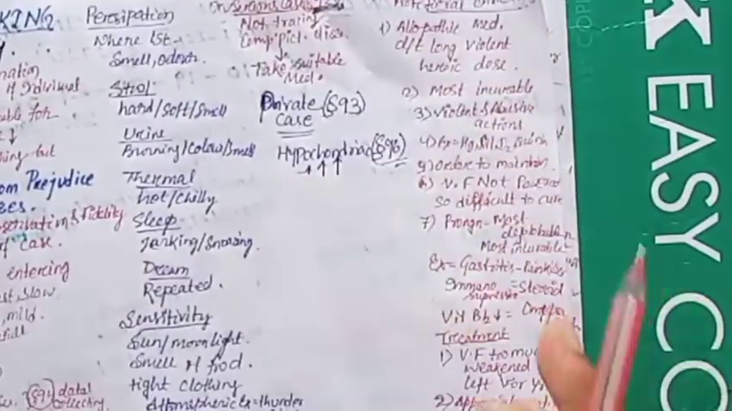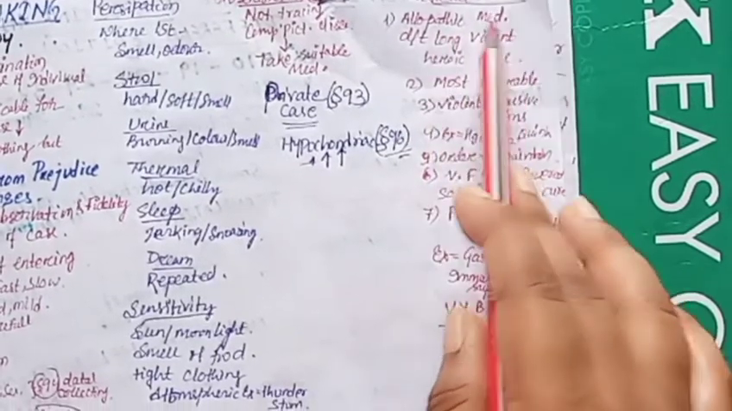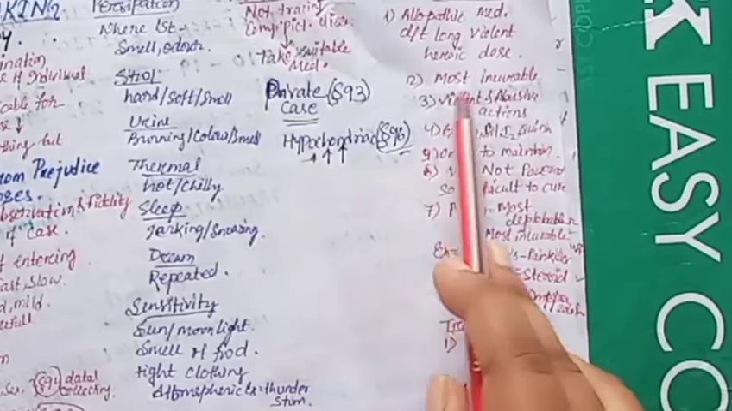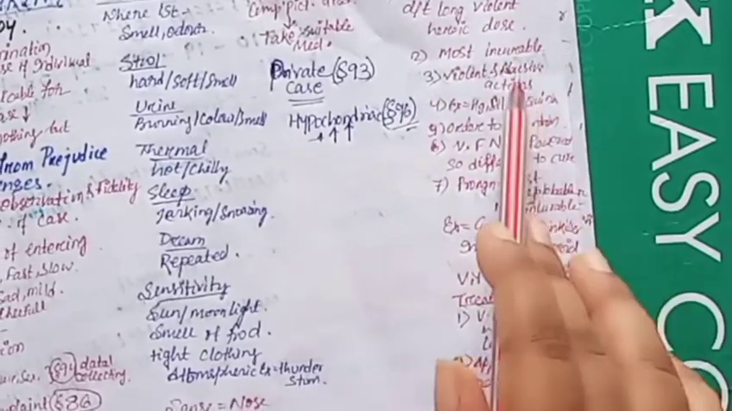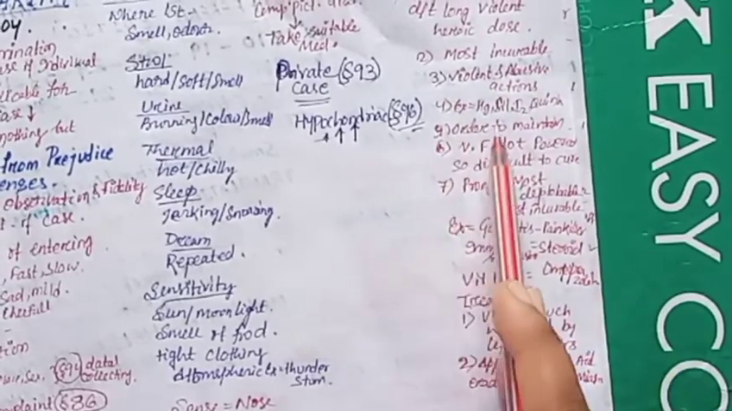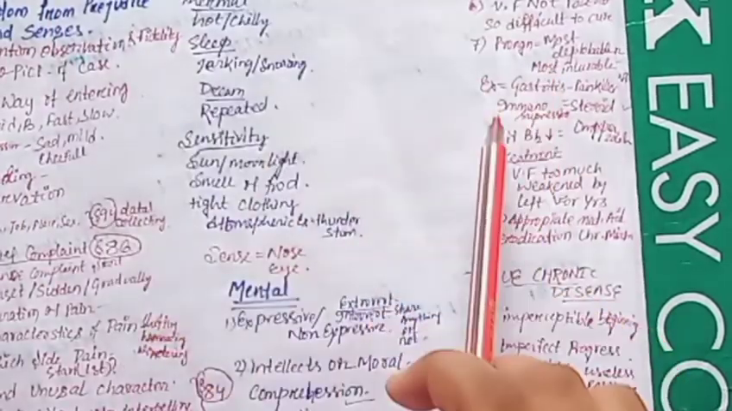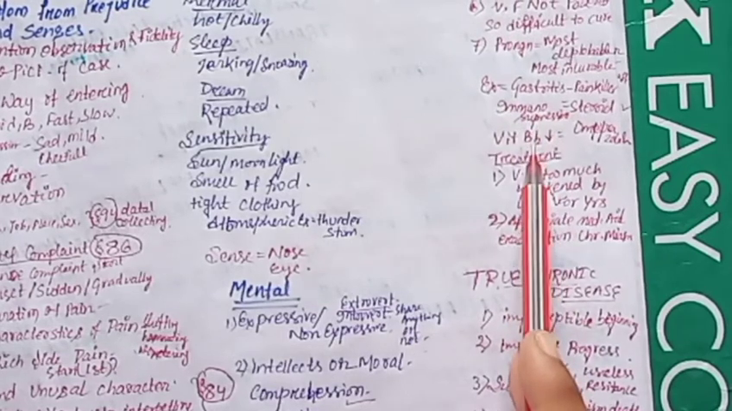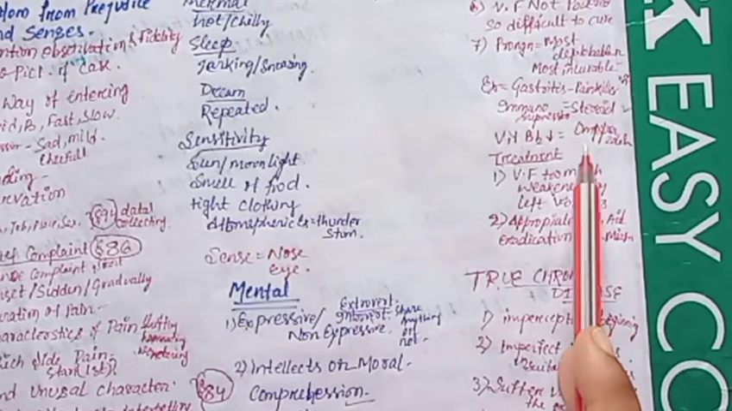Then we will discuss the classification of artificial chronic disease. Artificial chronic disease occurs due to allopathic medicine, due to long violent heroic doses. It is most incurable. Under this heading you will write how it is most incurable, why, the violent abuse action, what we should do to maintain it, then the prognosis, then examples of the artificial, such as gastritis and immunosuppressants. If vitamin B12 deficiency occurs you give omeprazole, and this causes more and more disease progression.